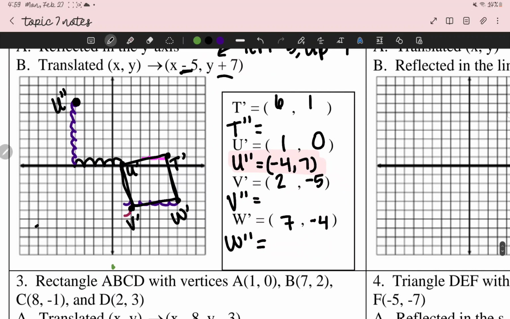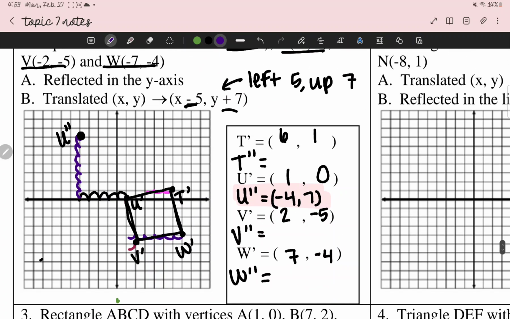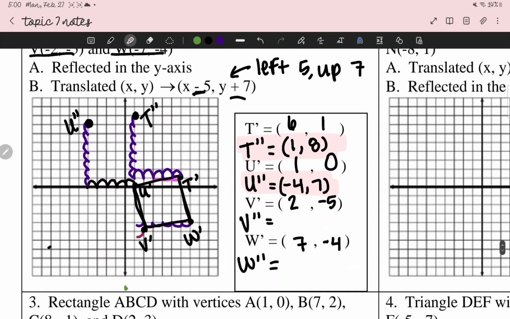Alright, moving on to do the same exact things with my others. So 5 left, up 7. 1, 2, 3, 4, 5. 1, 2, 3, 4, 5, 6, 7. Make your point. Tell me what it is. So t prime prime is going to be at 1, 8. That's my final point for that. Done there. Moving on to our v.